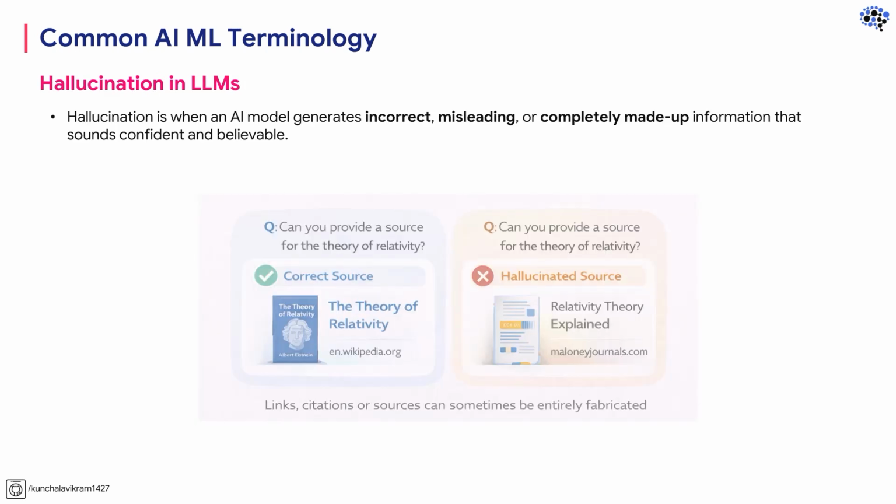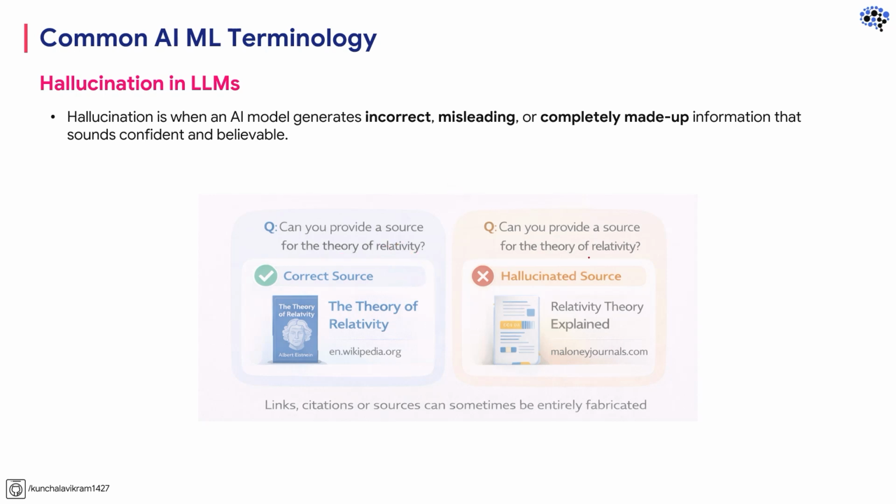Hallucination. Hallucination is when an AI model generates incorrect, misleading, or completely made up information that sounds confident and believable, which means even if we don't cross check, we might end up believing that the responses the LLMs generate are right. For example, if you ask your model, can you provide a source for the theory of relativity, it will give you the theory of relativity, or a link to an ebook or a Wikipedia page, right? This is the right response because the model knows what the theory of relativity is, and it can give you the references.